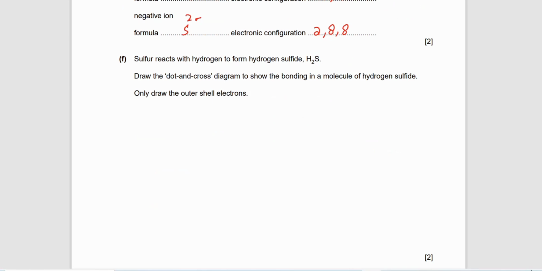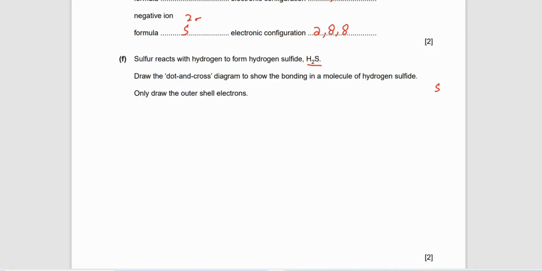Sulfur reacts with hydrogen to form hydrogen sulfide. We have this hydrogen sulfide. Draw the dot and cross diagram to show the bonding in the molecule of hydrogen sulfide. Only draw the outer shells. Okay, so we know that sulfur belongs to group 6, and it has 6 electrons in the outermost shell. 2, 8 and 6, 16. It has the atomic number 16, so atomic number is equal to electron number.